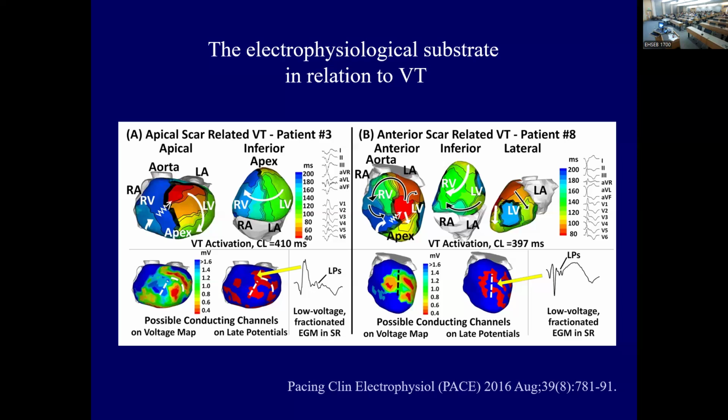We then caught a VT beat, ventricular tachycardia beat, and reconstructed using ECGI the activation sequence. And you can see here a beautiful, for us, not so beautiful for the patient, double loop reentry circuit. There is one loop in this direction, another loop in this direction, and there is a common pathway. And the common pathway goes through the scar and through this region that has many late potential recordings. So it's all very consistent.